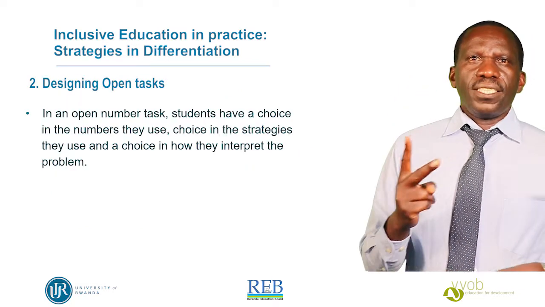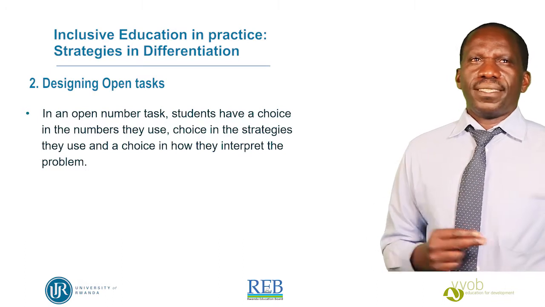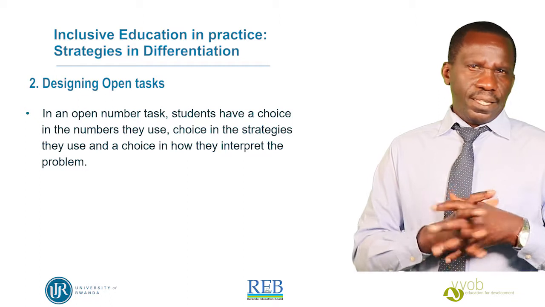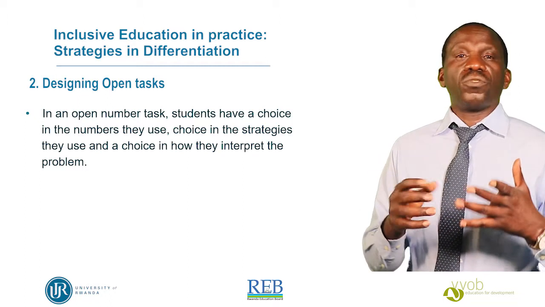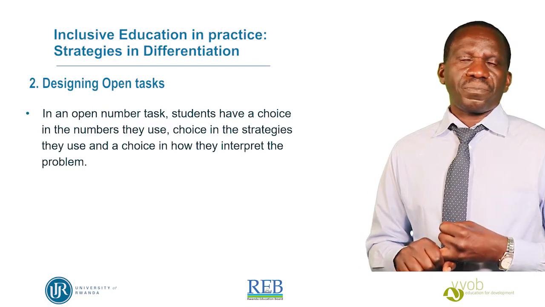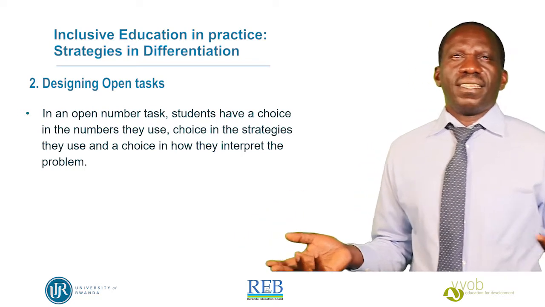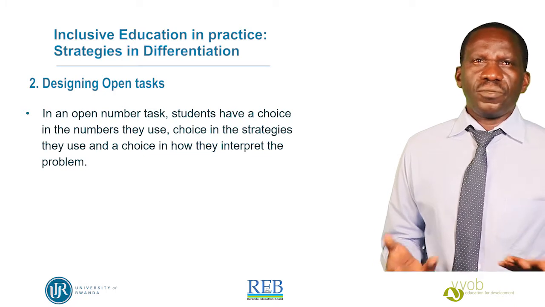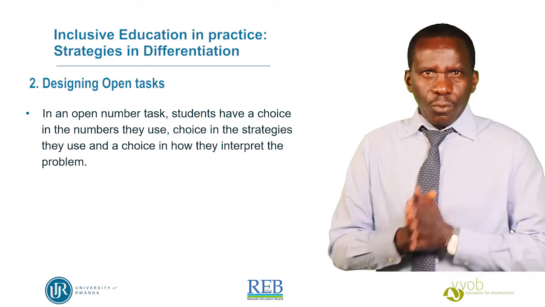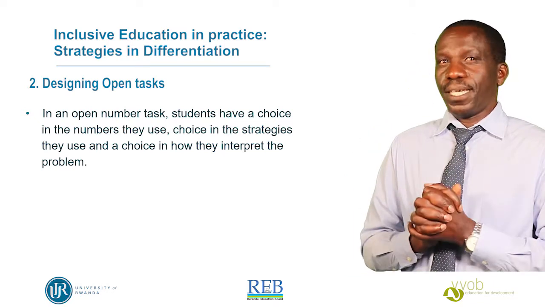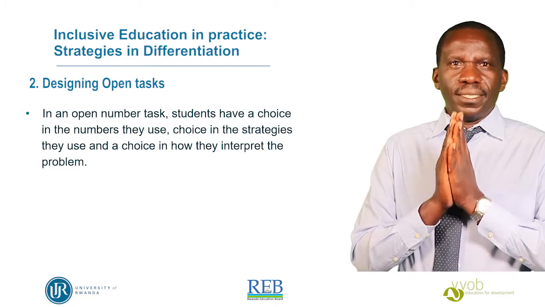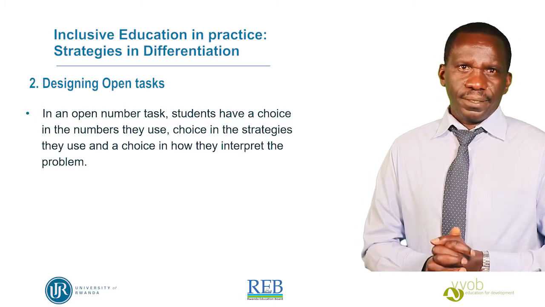The second strategy is to design open tasks. Such learners not only have choice in the numbers they use, but also have choice of strategies and interpretation of the problem. You understand that open tasks provide opportunity not only for learners with ability to solve complex problems, but also for those who can manage less complex ones.